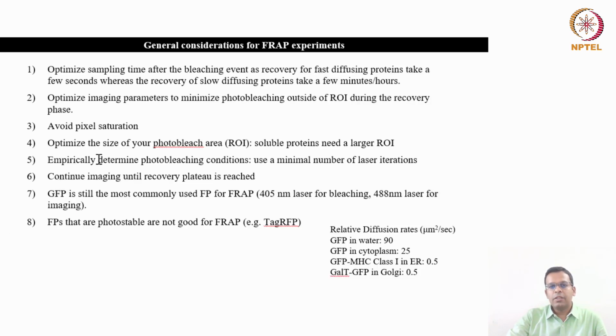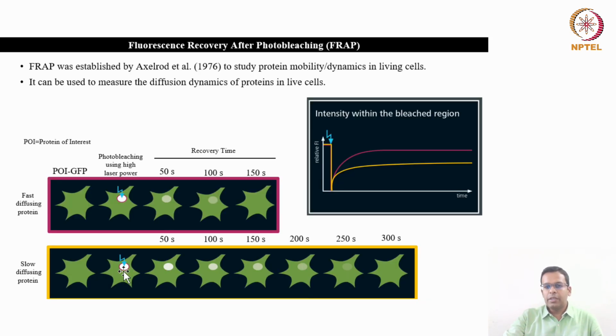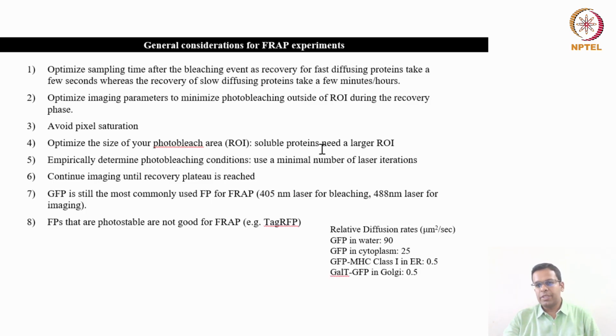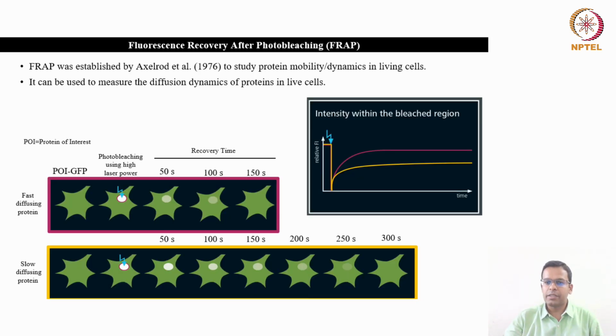The fourth parameter is optimize the size of your photo bleach area, that is region of interest, because soluble proteins need a larger area. So let's say in this cell we use such a small area. Okay, so how much area you will bleach, that also you need to optimize. So it is mentioned that the soluble proteins need a larger ROI. So let's say if you know that your protein is diffusing fast, then you should make a little larger ROI, so that you will get enough time to measure the recovery.